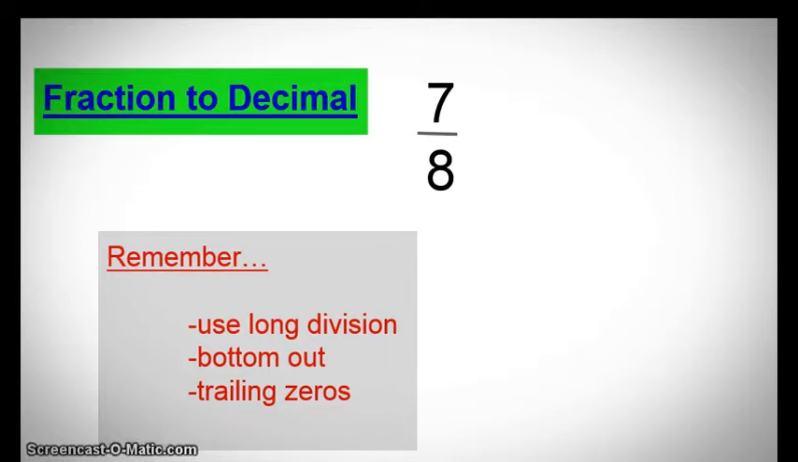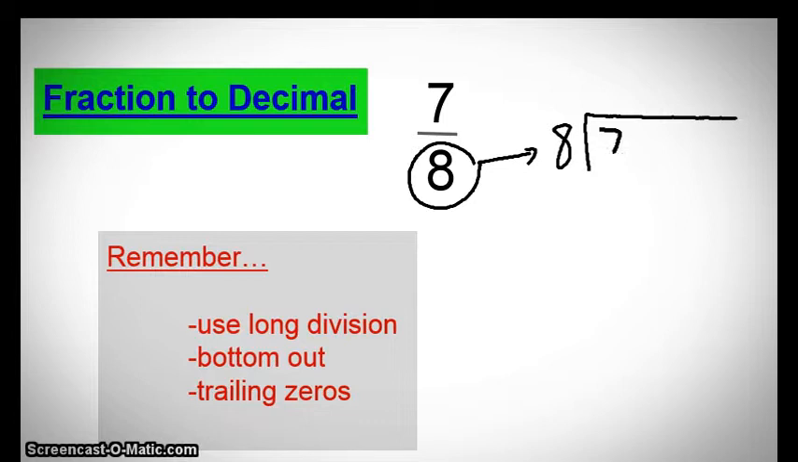Our next example is 7/8. To get our decimal, we're going to divide. Remember to bottom out. The number that's at the bottom of the fraction should go outside the division sign. Also remember to put your decimal point and your trailing zeros. Once you do that and add your decimal point to the top, you can divide like normal.